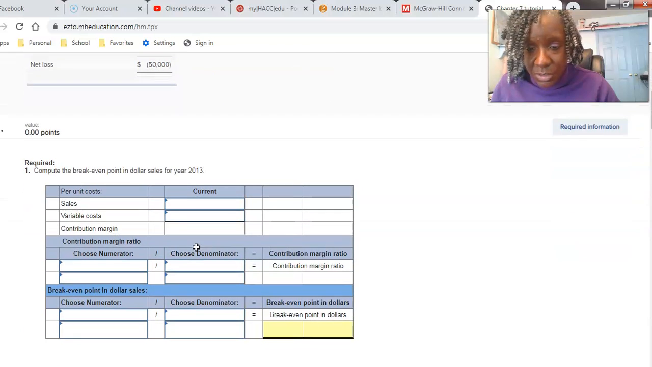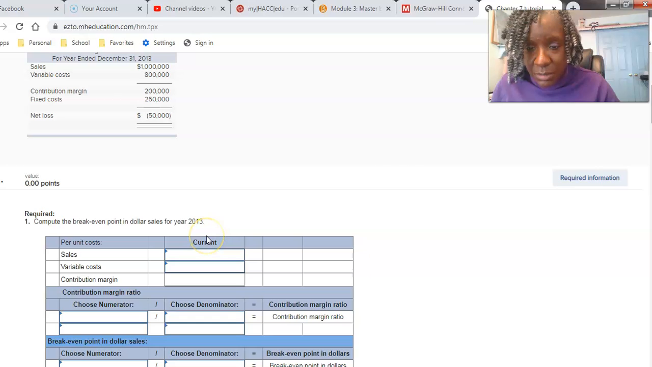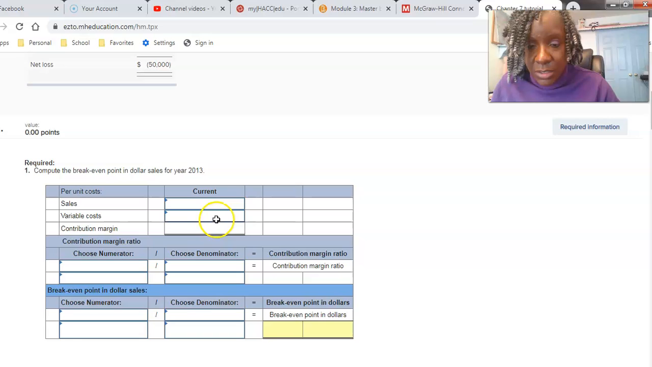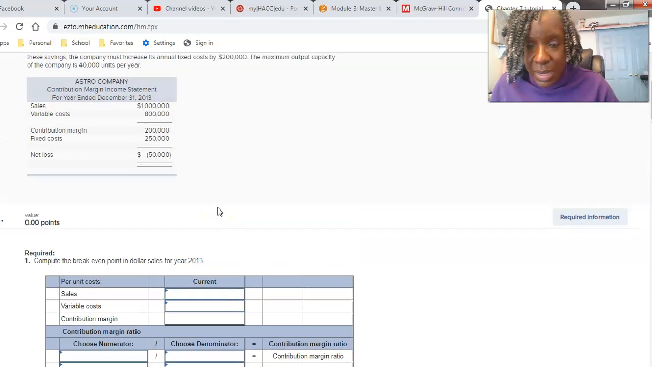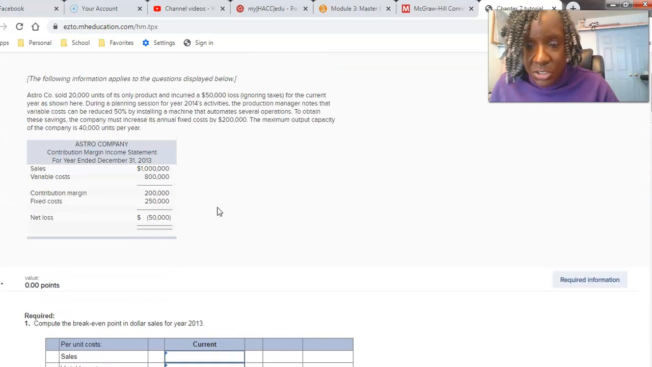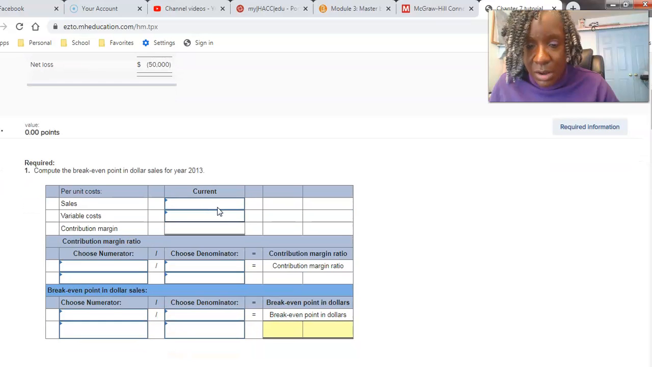Now let's get to the question. Compute the break-even ratio, compute the break-even in dollars for the year 2013. So what we have to do, and this is going to take you step by step, which doesn't happen in Pearson, unfortunately, is calculate what the contribution margin would be. And again, we're doing this by units. So let's think about what we need to put into these fields: sales, variable costs, and then computing the contribution margin.